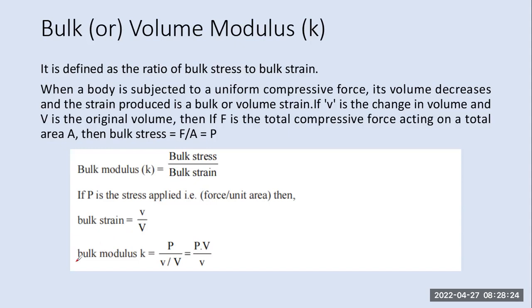So our bulk modulus formula is the stress, our P, or the pressure, right. Pressure times the original volume over the change in volume.